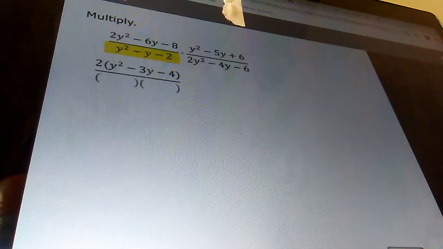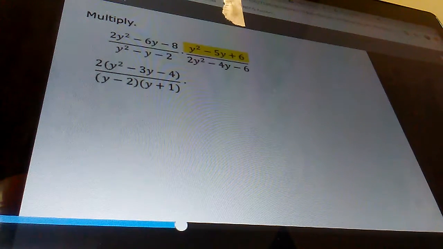Now let's factor the denominator, which does not have a GCF, since it is a trinomial with leading coefficient 1. We will write in y and y. Now we are looking for two numbers that have a product of -2 and also have a sum of -1. Let's try -2 and +1. The product is -2 and the sum is -1. We will write in -2 and +1, and then we will write in the multiplication sign.